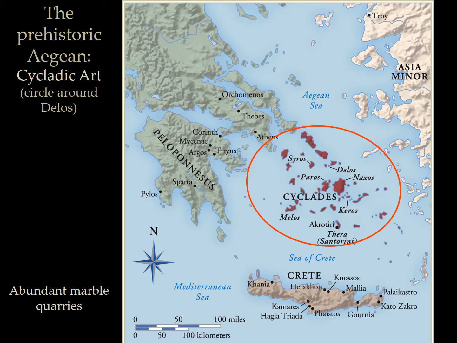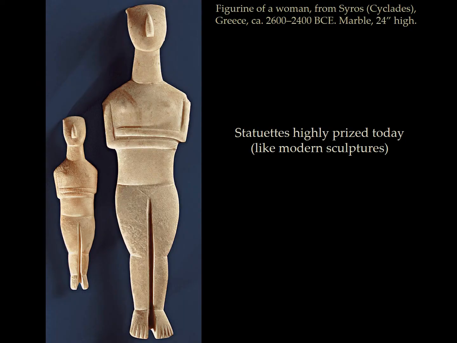Here we find the Cyclades are just going to be to the east of the Peloponnesus and the main Greek mainland cities, and just north of Crete, where the Minoan civilization will rise here shortly.